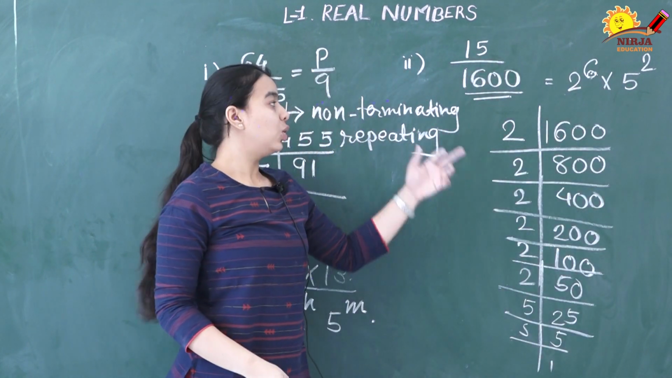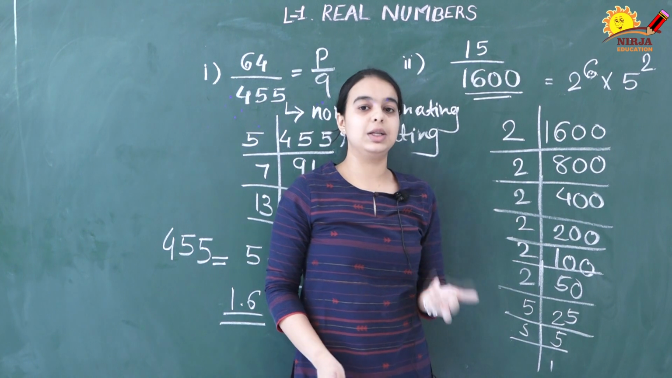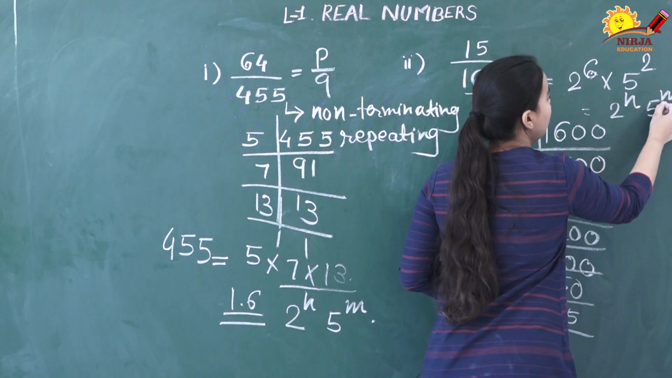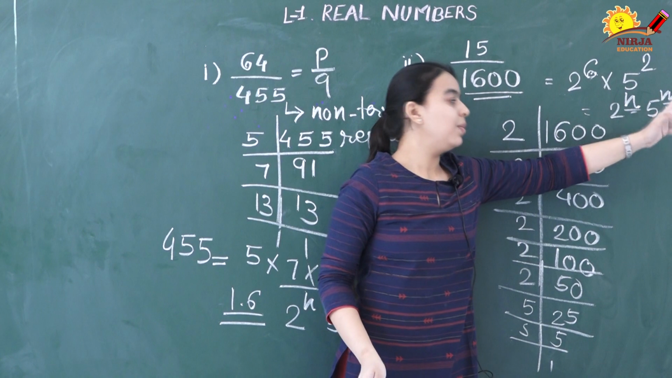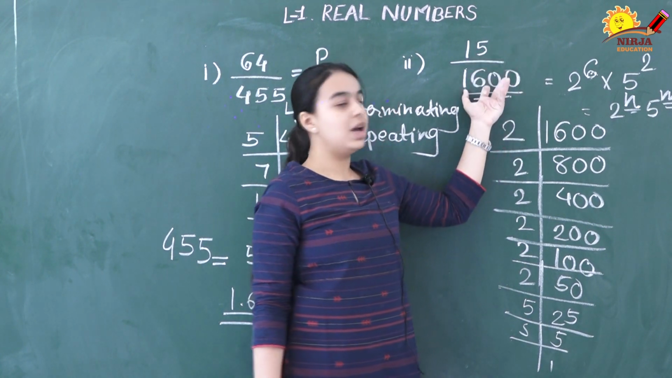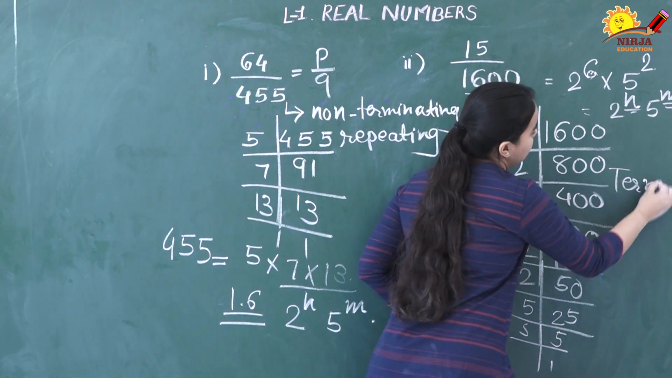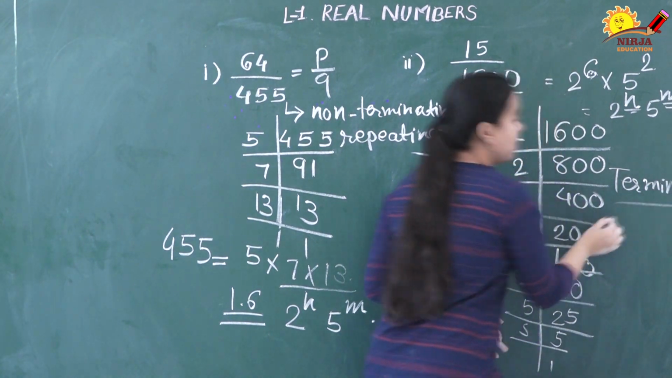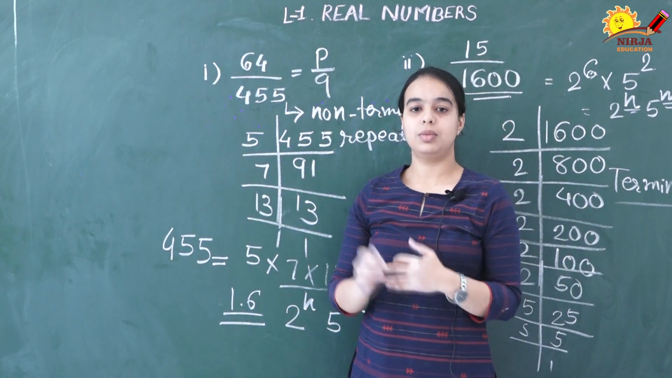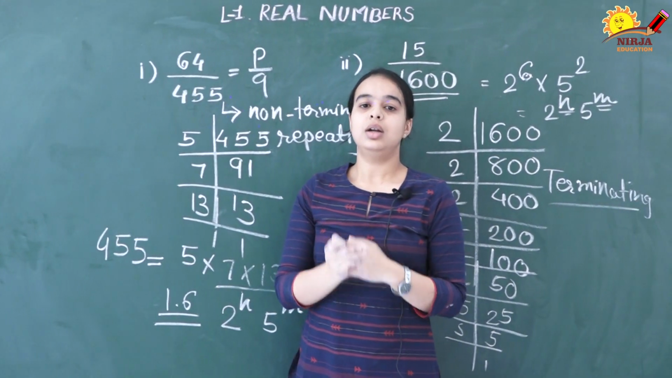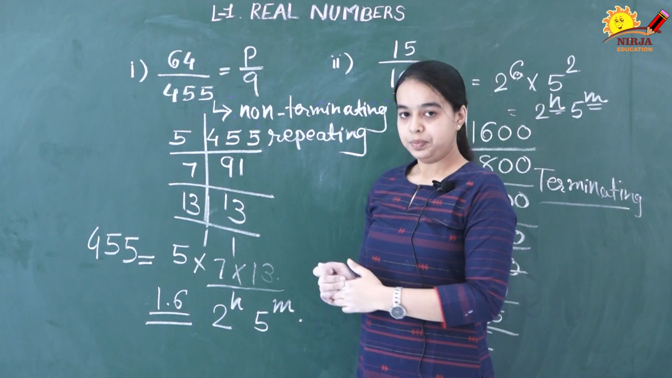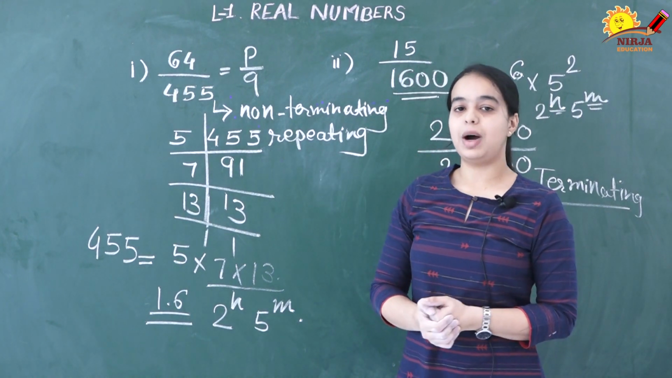2 times 5. So here if you have noticed, we are able to write the prime factors of 1600 in the form of 2 raised to n, 5 raised to m, where n, m can be any positive integers. So we can conclude that this number is having terminating decimal expansion. So my dear students, this was the way by which you can state whether any rational number is having terminating or non-terminating repeating expansion.